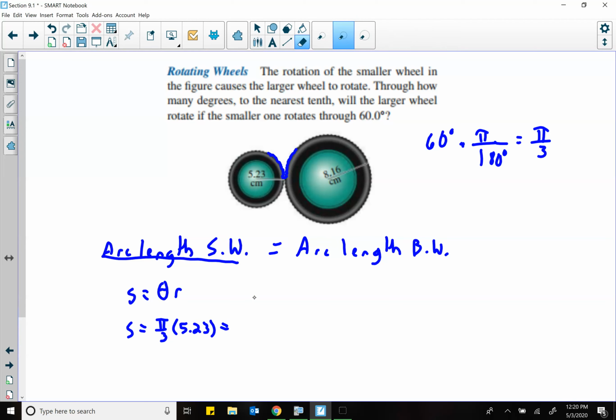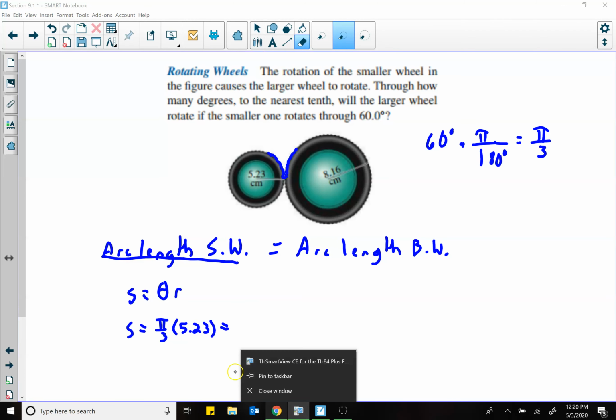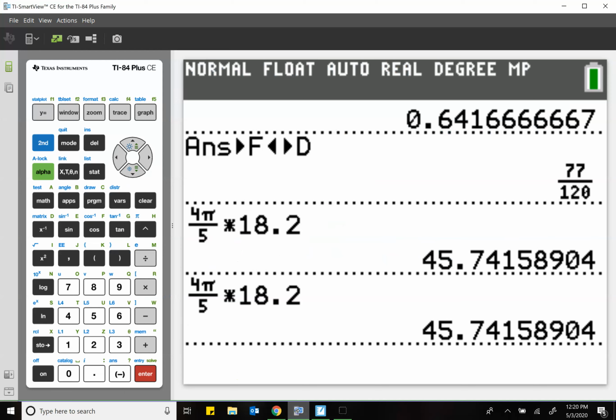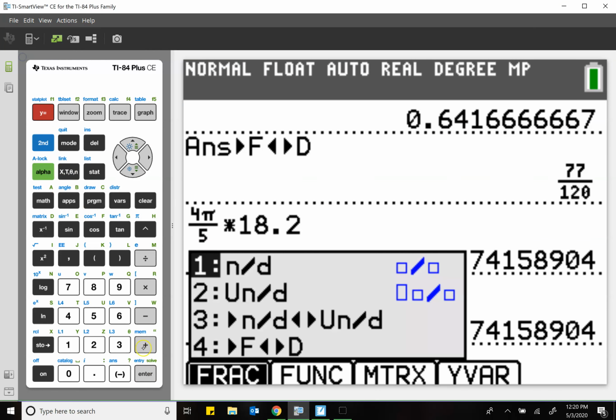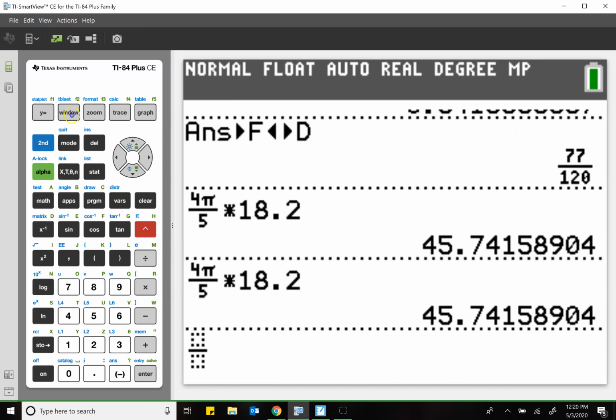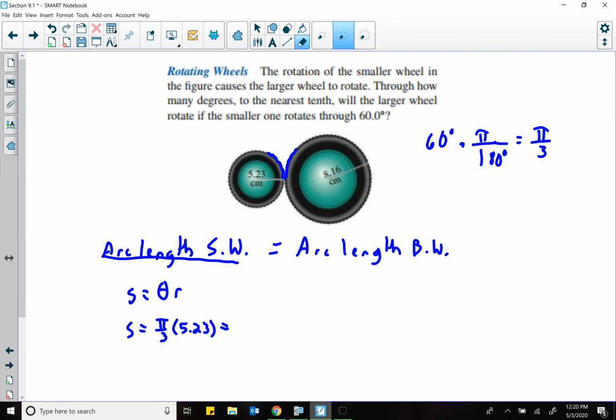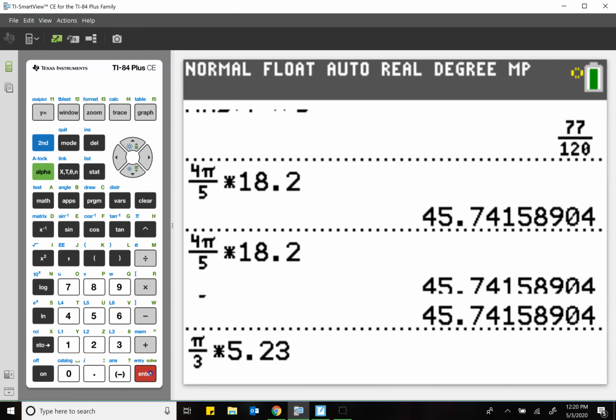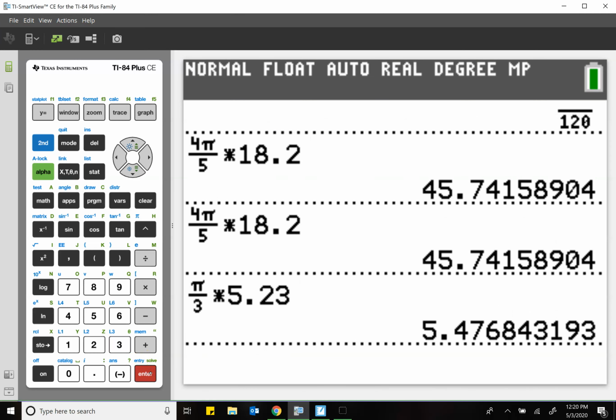Okay? So we go to our calculator. Alpha y equals second pi. Put it over 3. And 5.23, I think it was. Yeah. So hit enter. And we need this number. Okay? We need all of it. No rounding yet. Even though the directions say to the nearest tenth, but that's for the end. Okay? So no rounding yet.